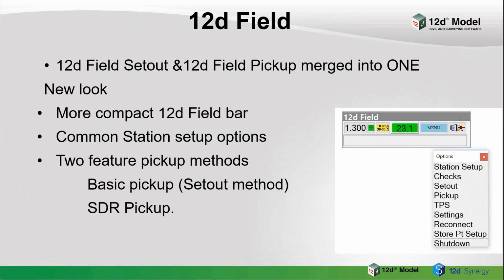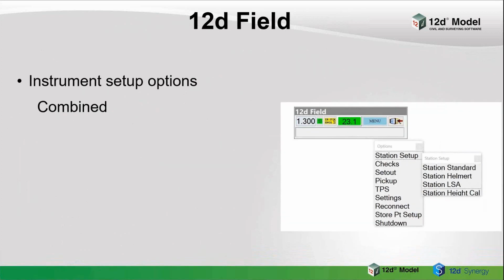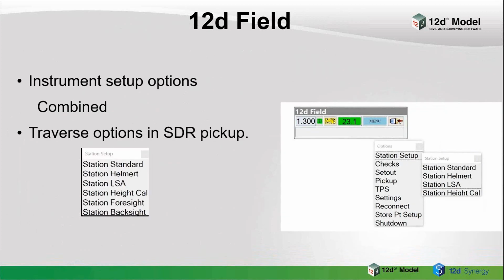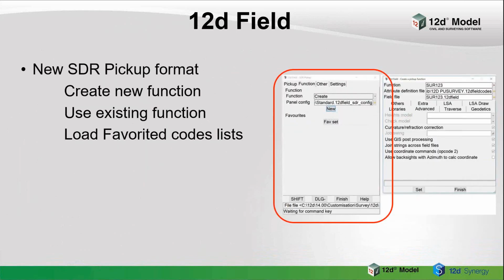And so I won't say too much here because it's just for 12D surveyors, but there's two types of pickups, the basic pickup that was in the set out method, then the SDR pickup which came from the 12D field pickup. So both of those are available to anyone at any time. So we've combined things, added a whole lot of different options in there, so it looks much better and easier to use and just works.